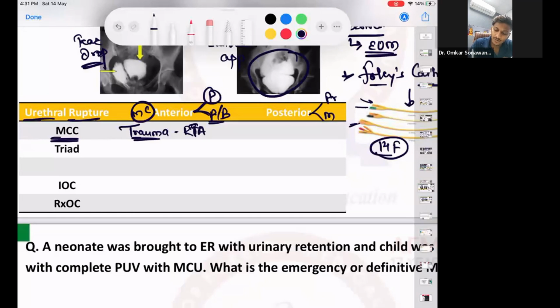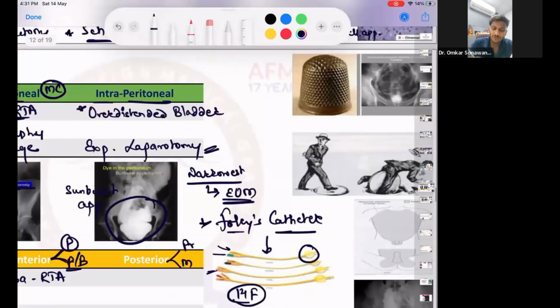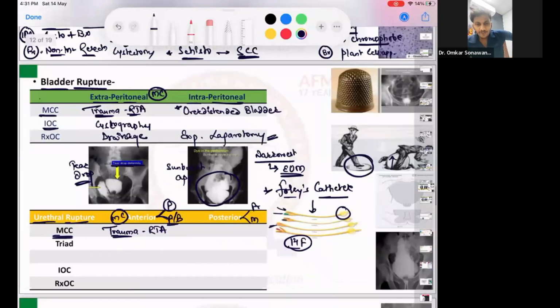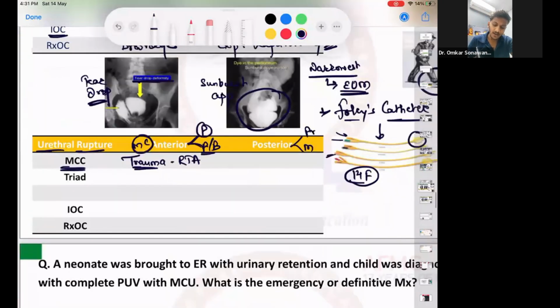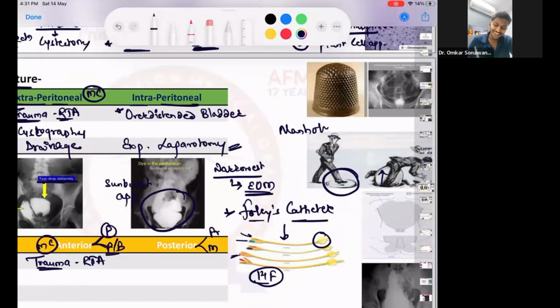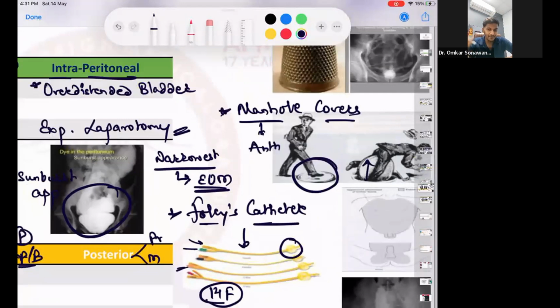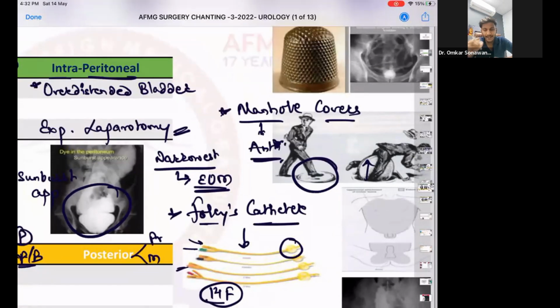So due to this manhole injury, in this fashion also, that can cause an anterior urethral rupture. So please remember, anterior urethral rupture is caused by trauma, and manhole covers will cause this. An image came earlier and they asked which injury is seen with this type of injury. With this type of manhole cover injury, usually anterior urethral rupture is seen. No issues with this. Remember, manhole covers cause anterior urethral rupture.